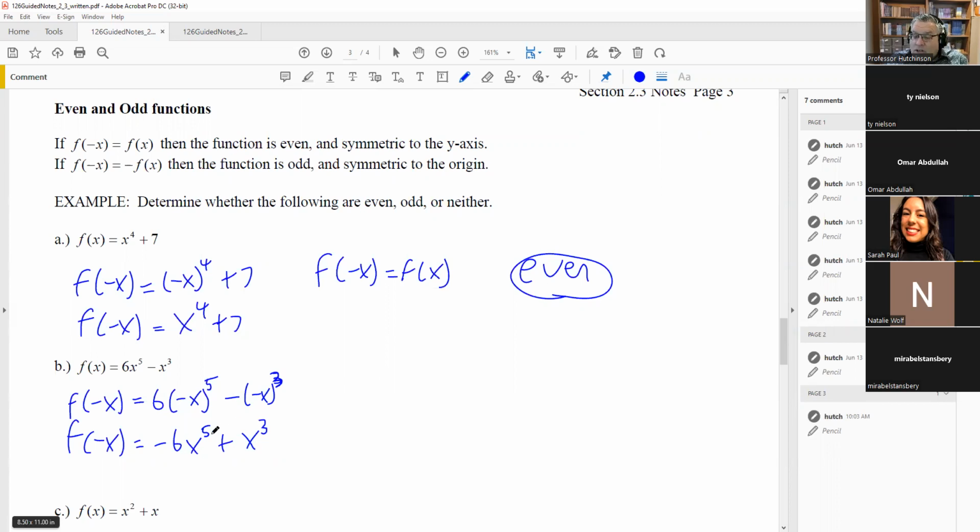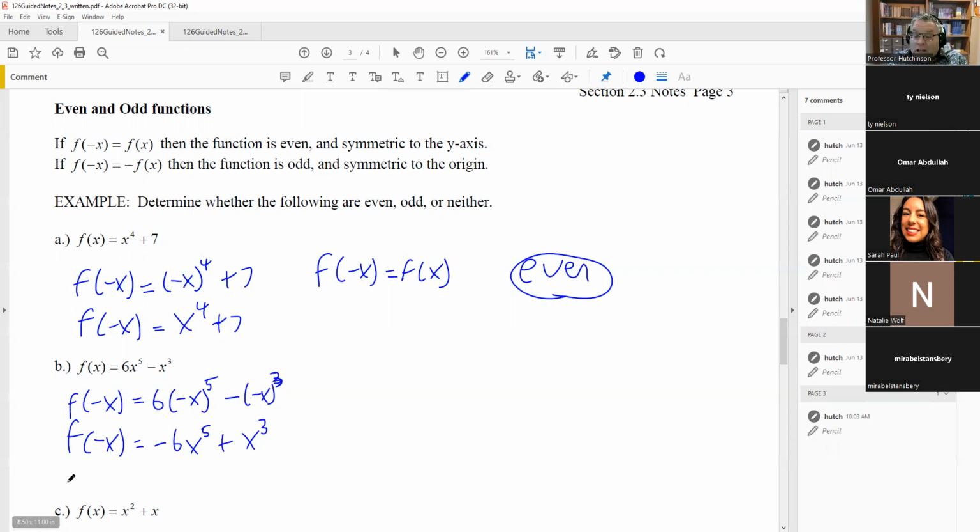Now this is not the same as the original one, so we know for sure it's not going to be even. But because one of the definitions has a negative sign out front, we want to go ahead and factor out a negative on this. So if it's not even, then this is what you should do.